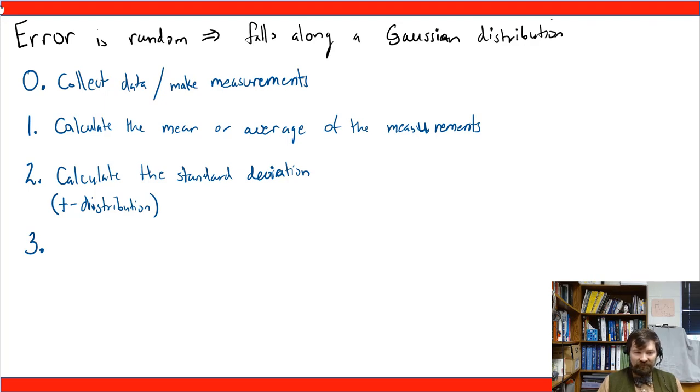Step number three is calculate the standard deviation of the mean. And this is part of why I'm okay with ignoring the t-distribution, because sample size is baked into this particular computation.